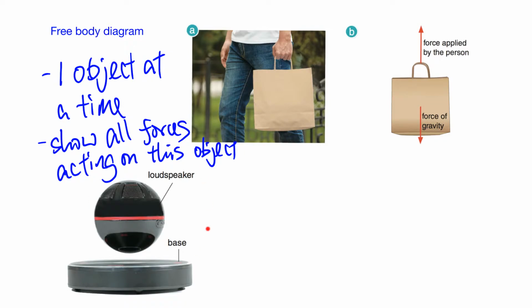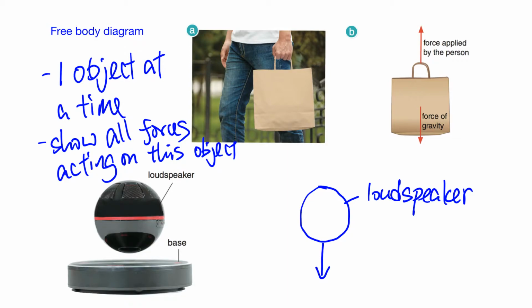Now we use the diagram we learned in the last video, a loudspeaker floating over a base. When we look at this, there are actually two objects: one is the loudspeaker, the other is the base. If I want to draw a free body diagram of the loudspeaker, this is the loudspeaker. We will have a force acting on the loudspeaker because it is on the earth, so there must be a force pulling the loudspeaker downward. It is by the earth.